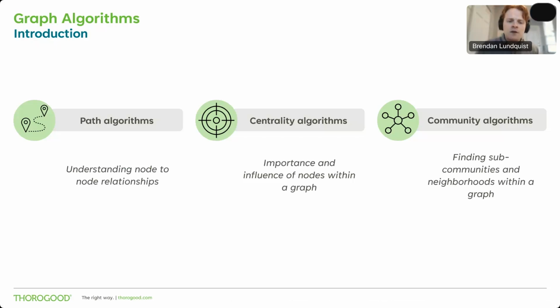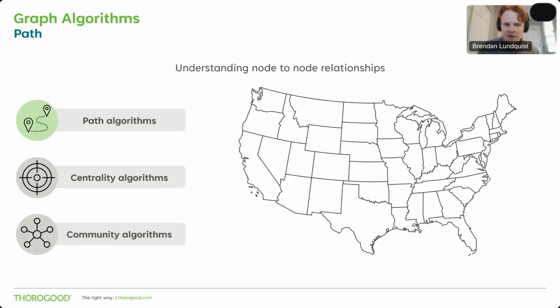So with just a brief summary of each algorithm, we'll get into a little more detail with some examples to help illustrate what each of them are and how they can be applied in real-world context. So path algorithms, again, at a high level, are ways for us to apply logic to find the shortest or most efficient path between two nodes within a graph.